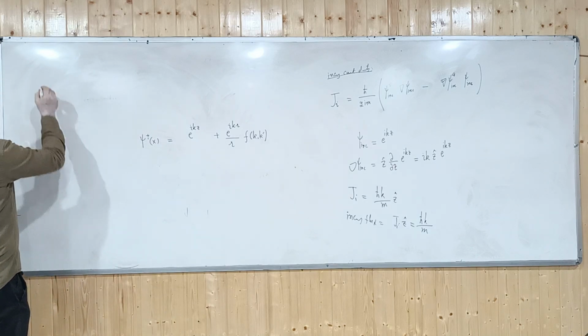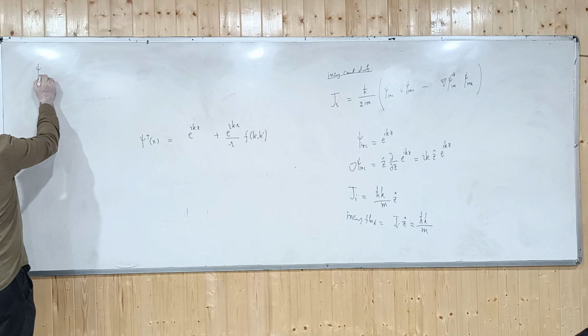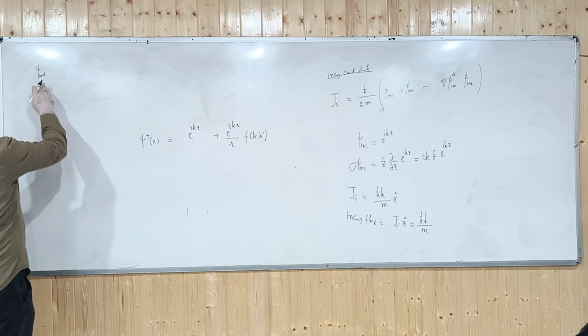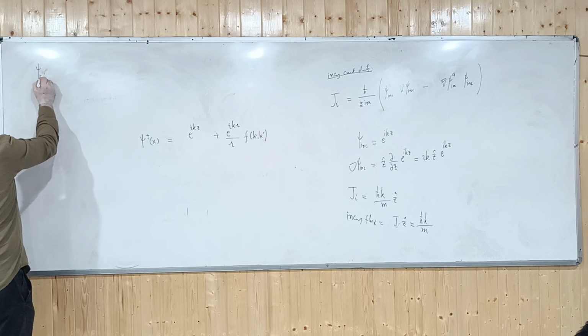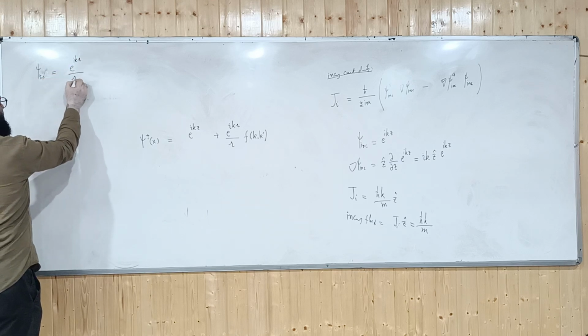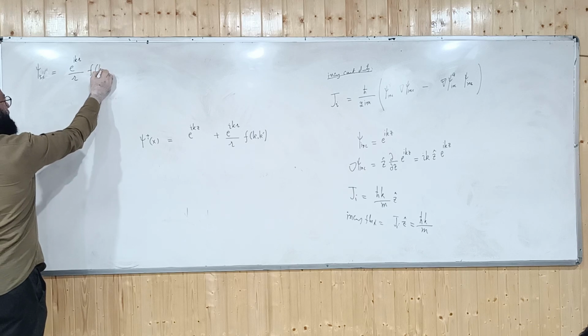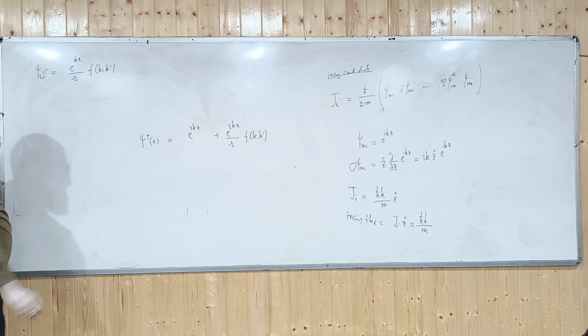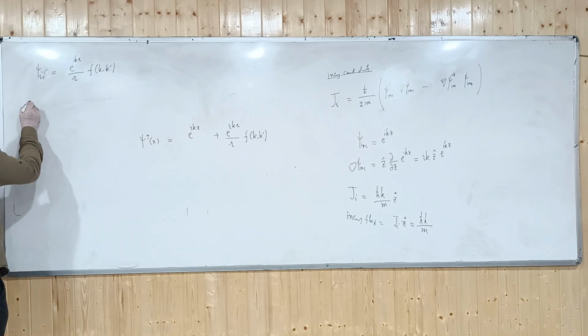What's our outgoing wave? The outgoing wave is the scattered part. I will use psi scatter, so that's e raised to i k r by r times f(k, k prime). So this is our scattered part of the wave. Clear? Now let's calculate the scattered current density.